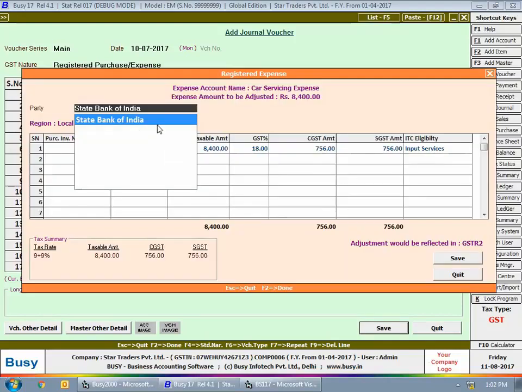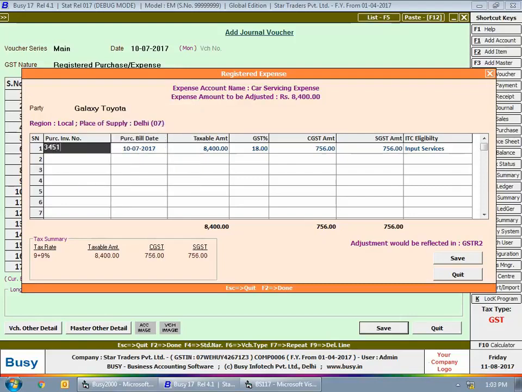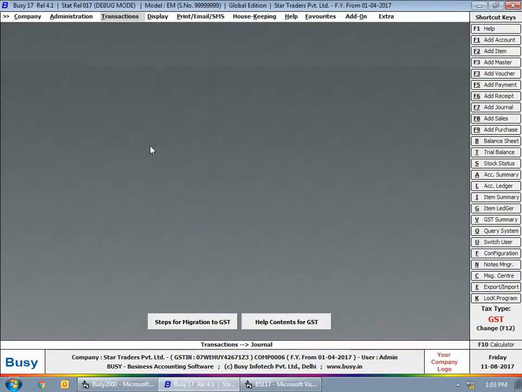On saving the voucher, a registered expense window will appear in which you will select the party as Galaxy Toyota, and enter details related to the purchase bill and ITC eligibility, input services, as we have taken services from a registered person. This adjustment would be reflected in GSTR 2. So this is the case of registered expense where the bill includes the GST, CGST, SGST amount and your TIN number is printed on the bill so that you can get the ITC claim.